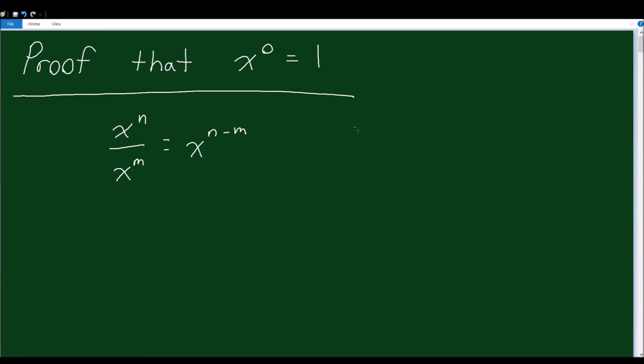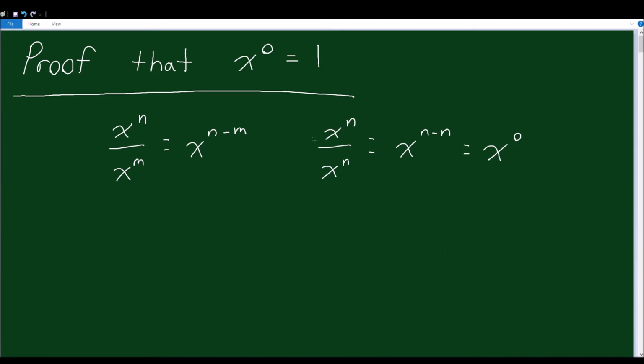Okay, so what if we have something like this though, where we have x to the n over x to the n, where the exponents are the same? Well, in that case we would have x to the n minus n, and we know that anything minus itself is equal to 0, so we can simplify this by saying x to the 0. Great, so that's half of this rule that we're trying to prove. What about the other half? What about the part that says it's equal to 1?